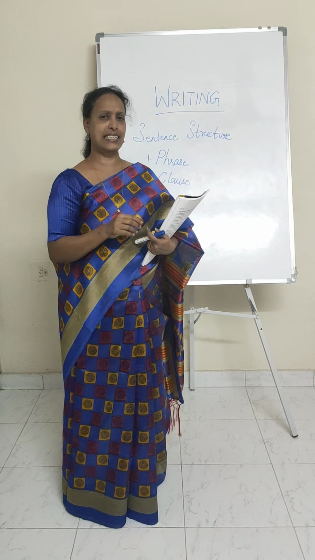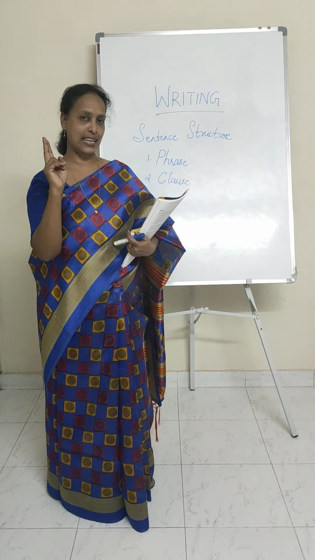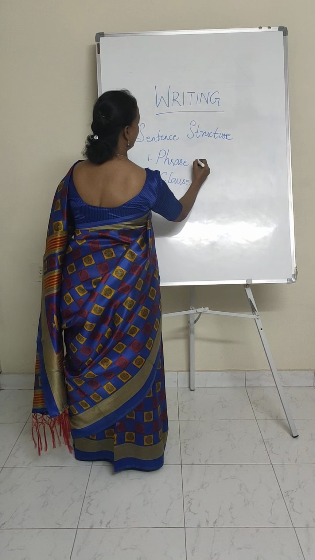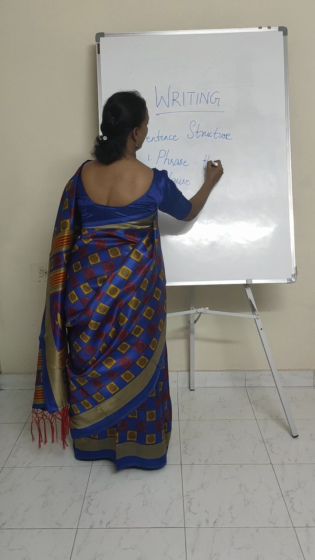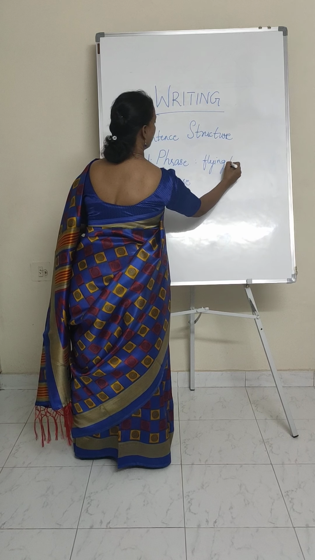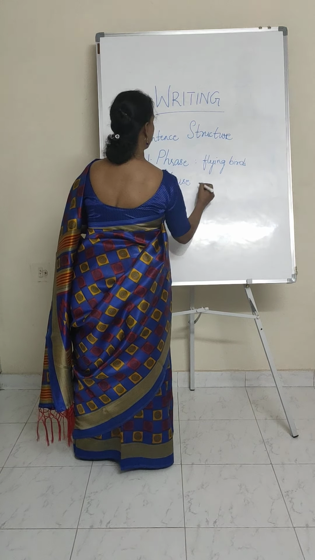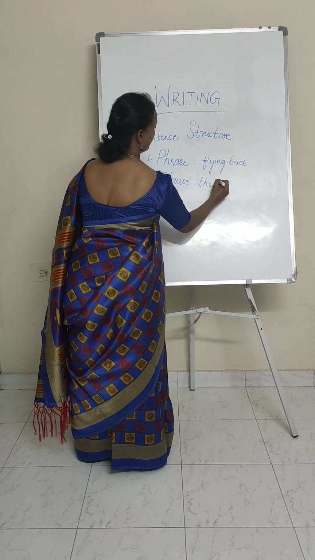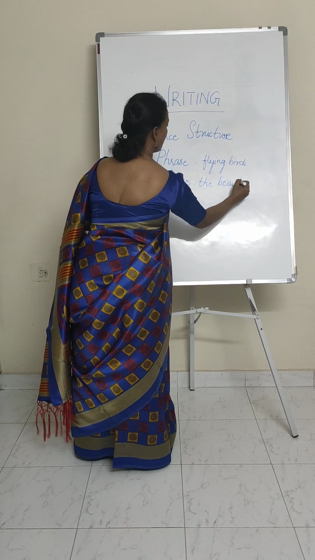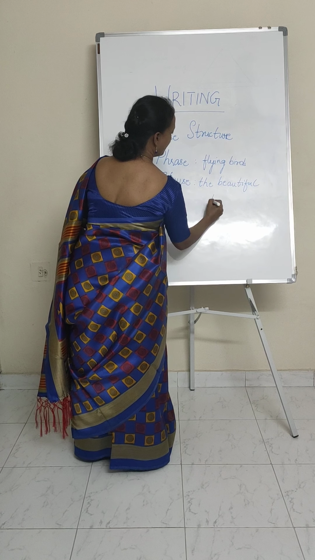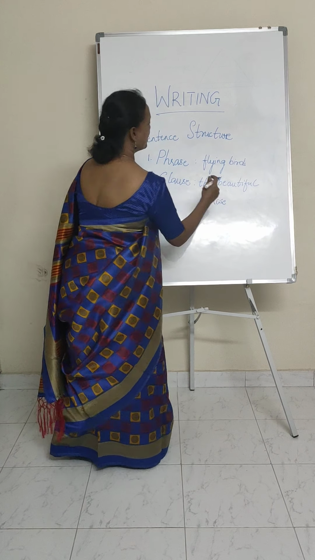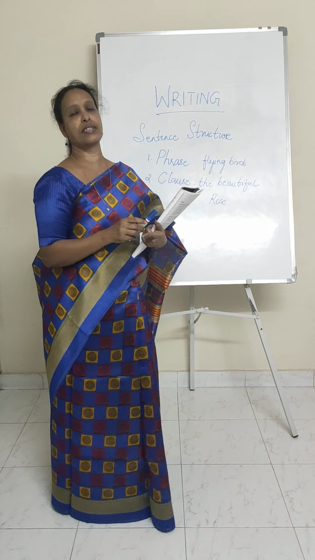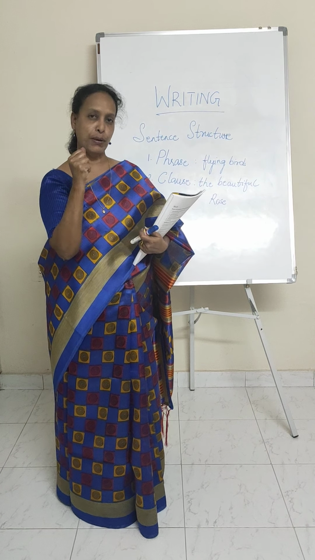To understand these very easily, I'll give you examples for a phrase and an example for a clause. Alright. So, now for a phrase, I would say flying birds. Alright. Flying birds. And for a clause, I would like to say the beautiful rose. Okay, though this is not a part of your textbook example, flying birds is there in your textbook. The beautiful rose is actually not there in the text as an example, I'm trying to make things easy for you.